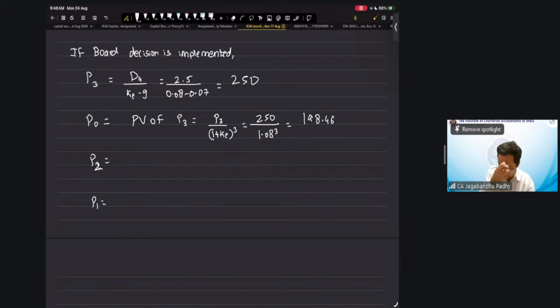Now, the price of the share in the second year will be just discounting it by a year, which is P3 divided by 1 plus K. So the price is going to be 250 divided by 1.08.